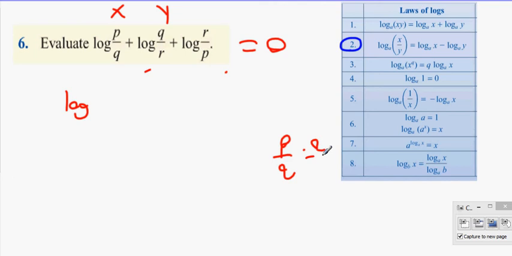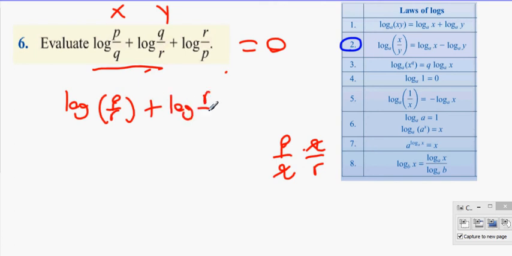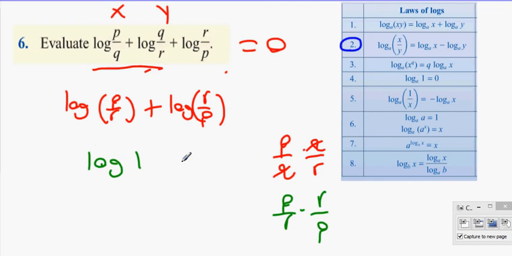PQ divided by QR? It's P over R. So this part here turns into log P over R, and then I'm adding in log R over P. I can now multiply the two of these by each other. What's P over R by R over P? 1. It cancels, don't they? So it's log 1. And what do we know about log 1? 0. Always 0. Two different ways of doing the same question, okay?